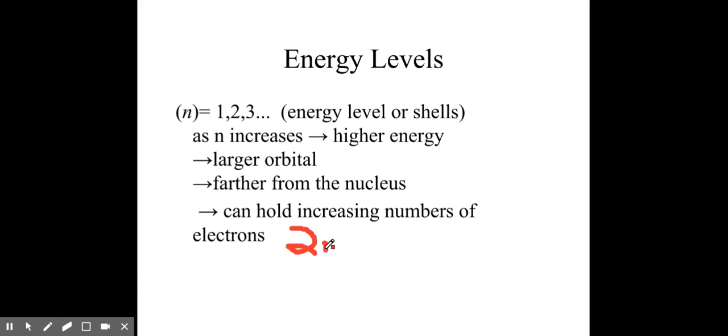Now, the equation for this is 2n squared, which gives the maximum number of electrons. So if n equals 1, then it can hold 2 electrons. If n equals 2, it can hold 8 electrons. And if n equals 3, then it can hold, that's right, 18 electrons. You've heard of 2, 8, 18 before? That's where we get that from.